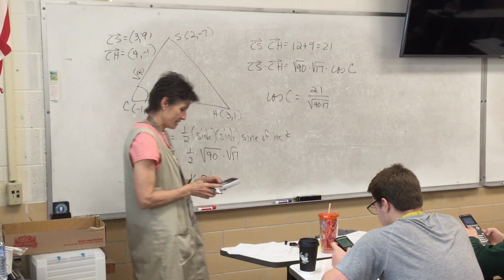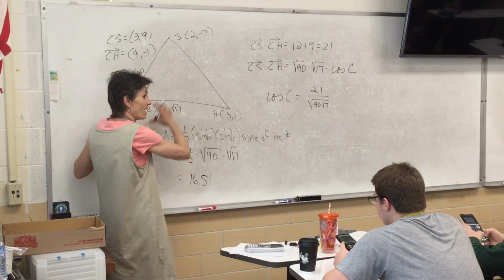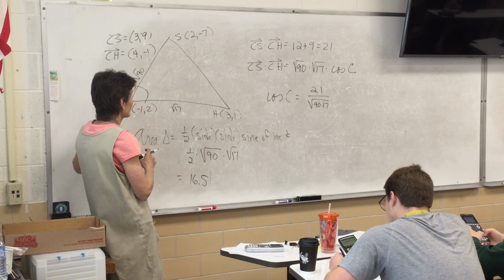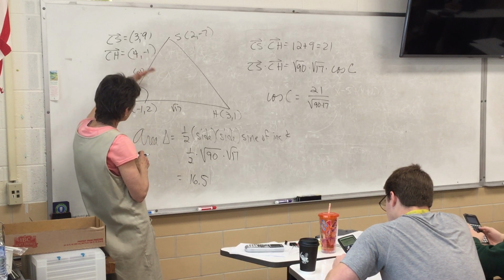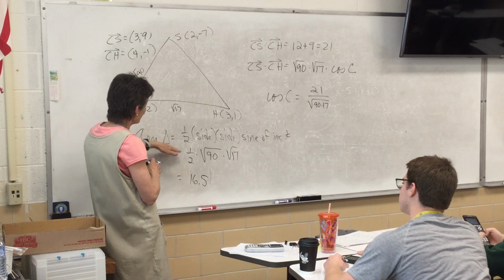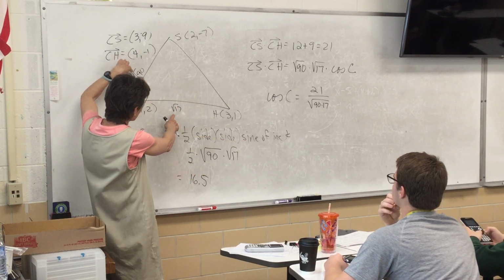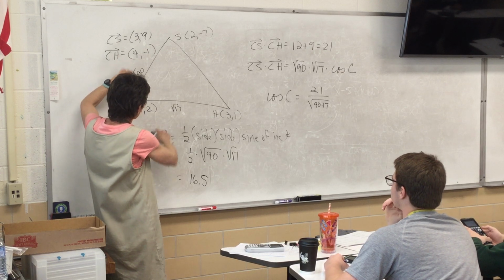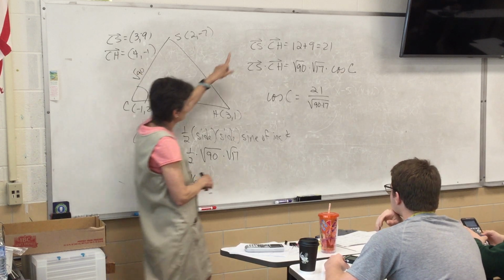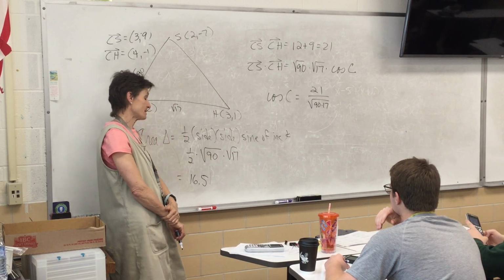So I'm using a lot of past concepts here, this is good exam review. We found the coordinates of these two vectors. We remember the area is 1/2 side sine. So we found the sides, and then to find the angle, we use this strategy right here. Did everybody get 16.5?